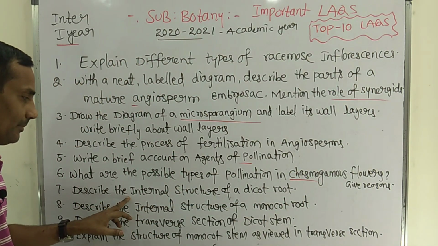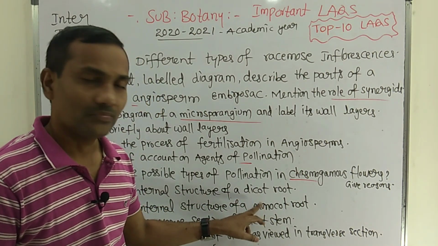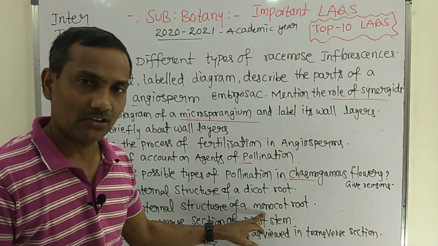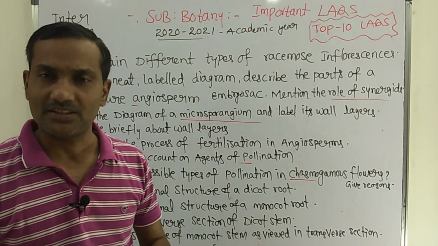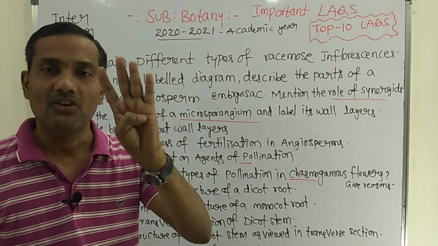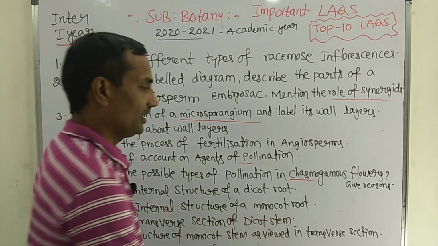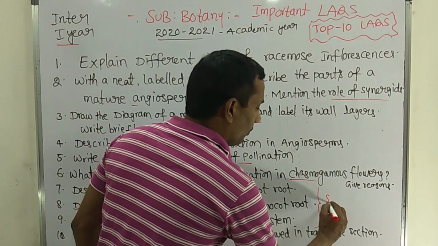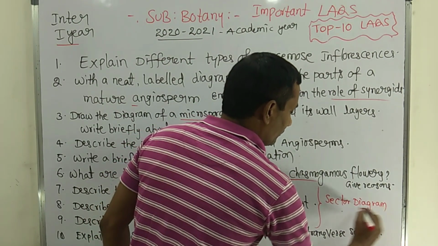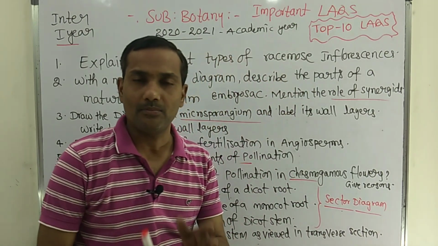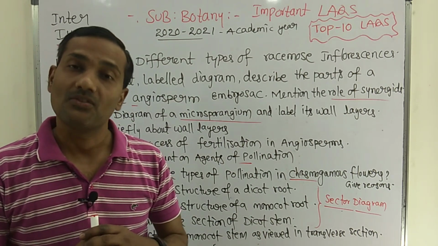Next, describe internal structure of dicot root. Dicot root, transverse section of monocot root, transverse section of dicot stem, transverse section of monocot stem. Here anatomy 4 important long answers are there. For these questions you have to draw only sector diagram. For the sector diagram, if you draw, you will get 3 marks. For describing answer, you will get 5 marks.